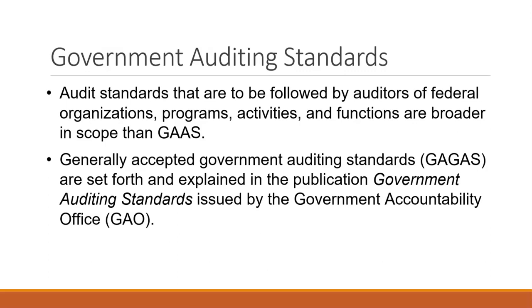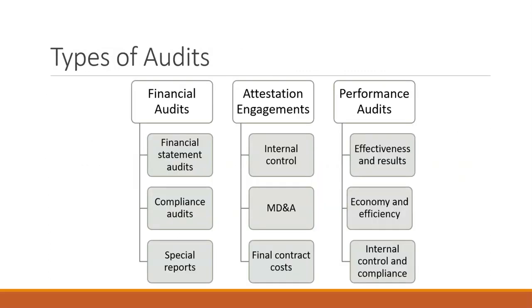So government auditing standards, or GAS, and generally accepted government auditing standards are issued by the Government Accountability Office, the GAO. We have multiple different kinds of audits. When we think about what has to be included in that statement of work, that letter about what kind of audit we're doing, is it a financial audit, an attestation audit, or a performance audit?